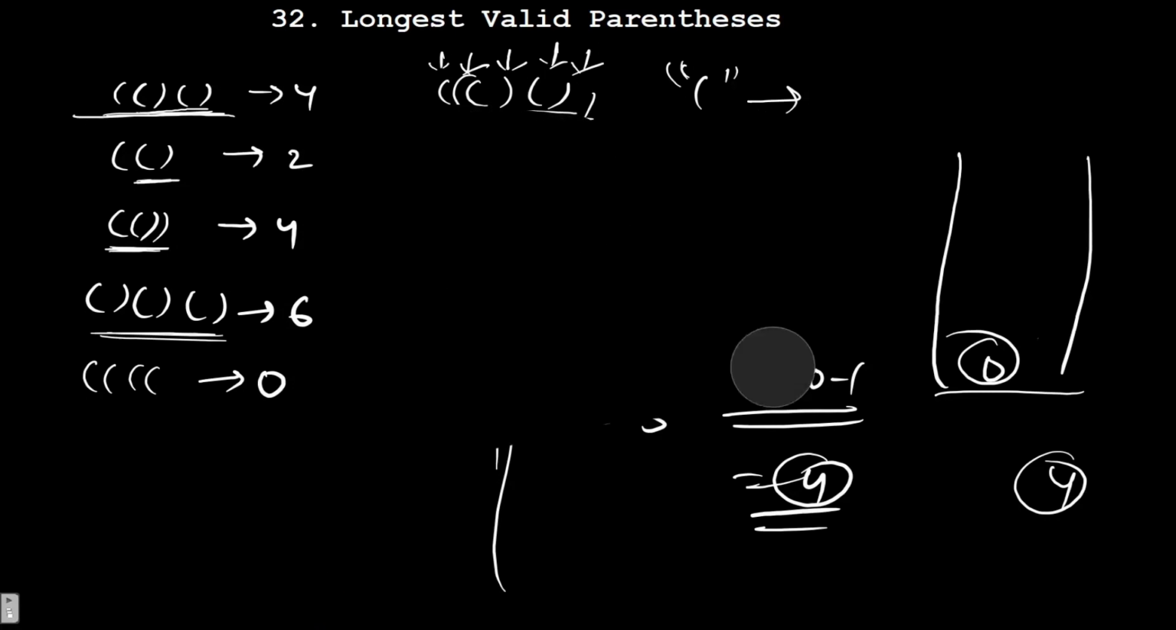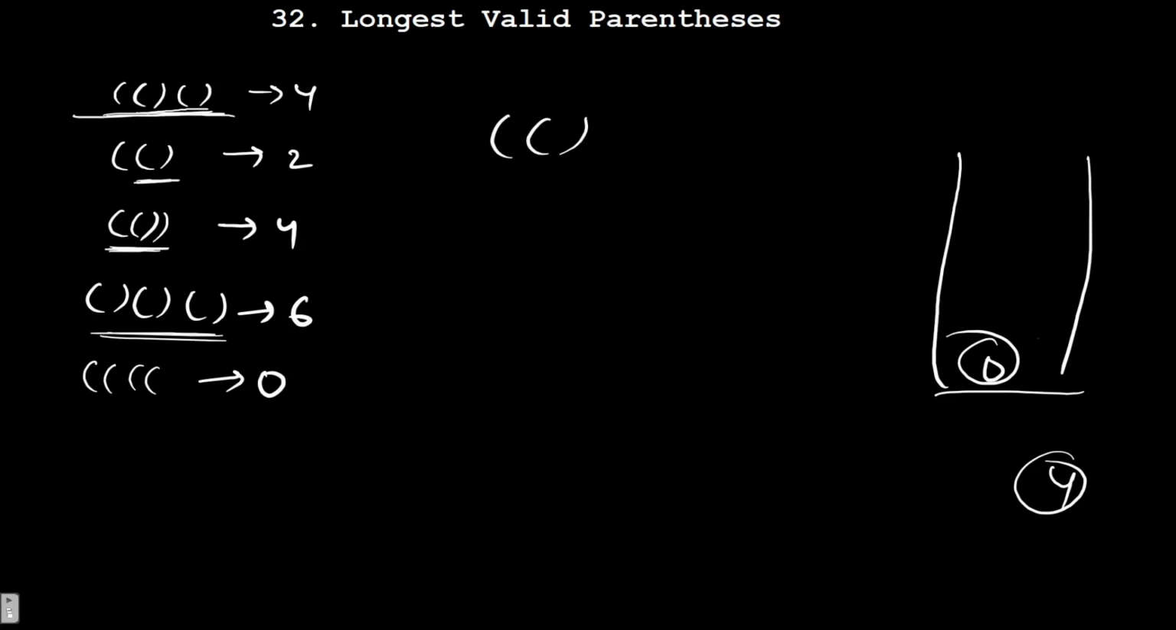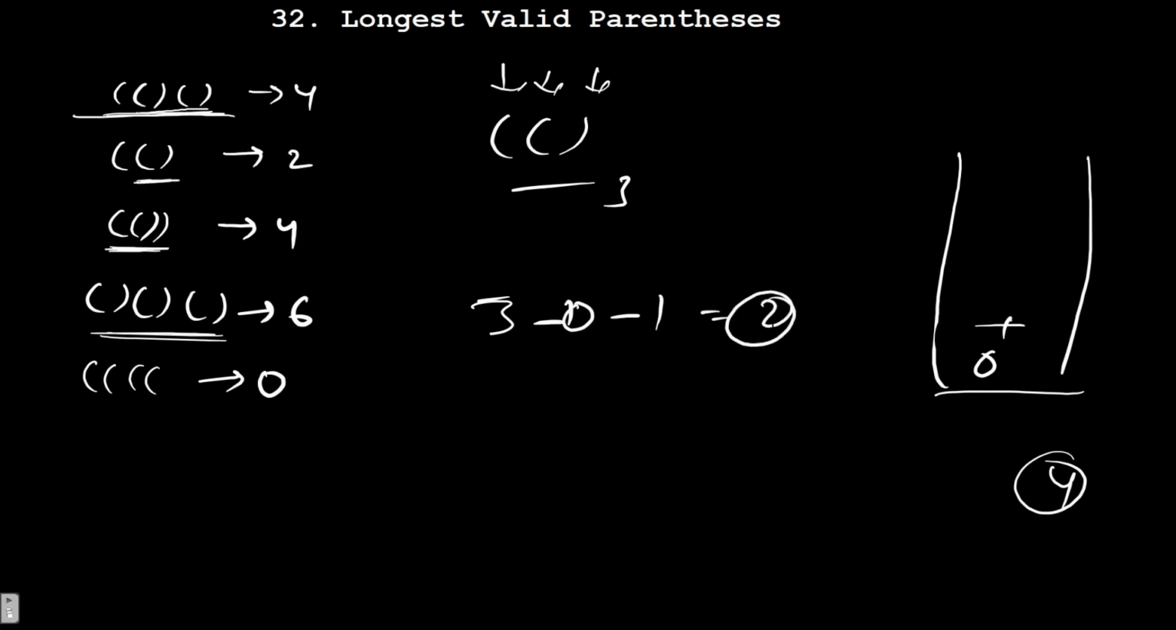Okay, so again, for the second problem, at the start we will be inserting 0. Then we will be inserting 1, and then 0, then 1. Then we will find a close parenthesis, we will be popping out 1, then we will be having 0. Similarly, the length is 3, so 3 minus 0 minus 1, that is our answer is going to be 2.